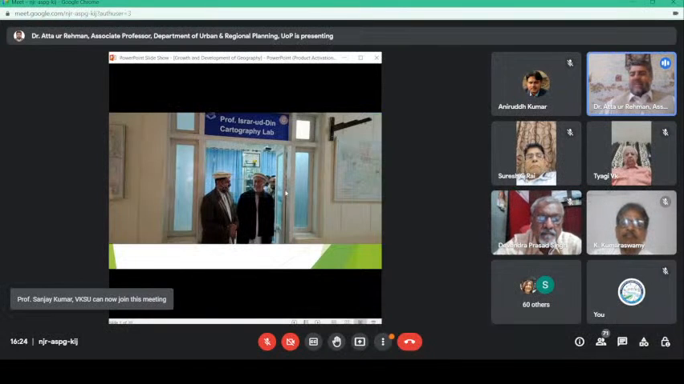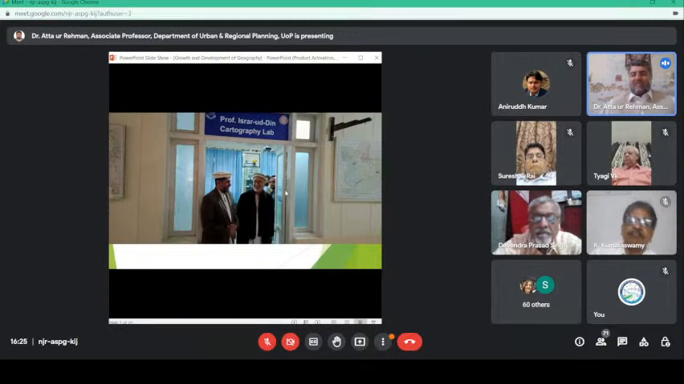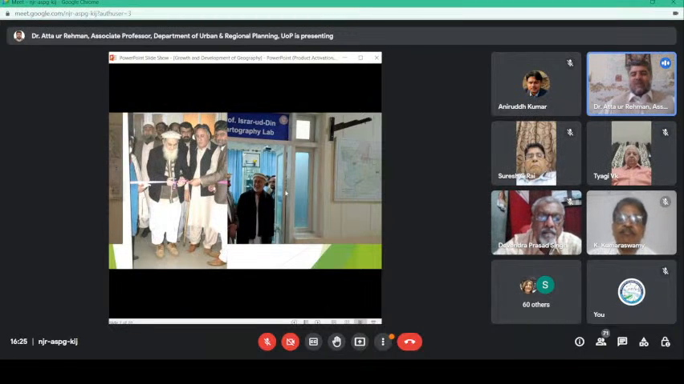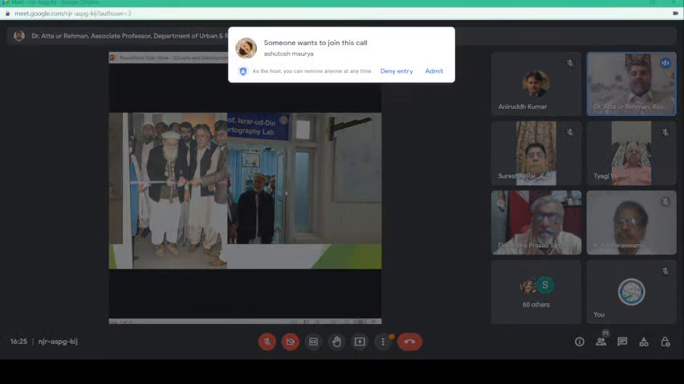So you can see here, in order to pay tribute to my senior teacher, Professor Israruddin, the cartography lab. He was one of the teachers who taught us cartography. So you can see the picture of my teacher, Professor Israruddin. He is about 88 years old. He personally inaugurated this lab last year.